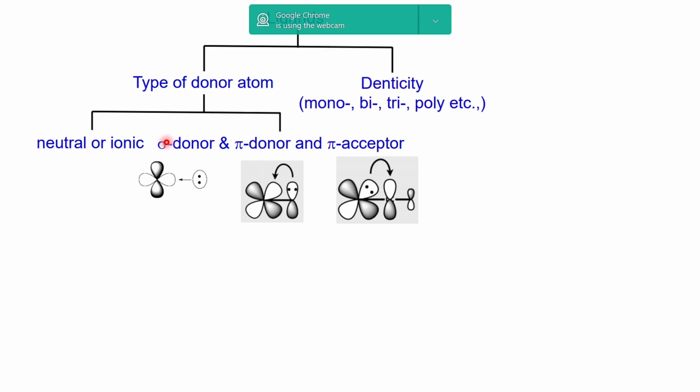For the neutral sigma donor, one example would be NH3. We have NH3 with a lone pair, which will be given to the metal. This NH3 is a neutral ligand, and at the same time it is a sigma donor ligand. For pi donor, an example would be Cl minus. It is an ionic ligand, and at the same time it's a pi donor ligand. For pi acceptor, carbon monoxide is a good example. It is also a neutral ligand, but at the same time it's pi accepting in nature.